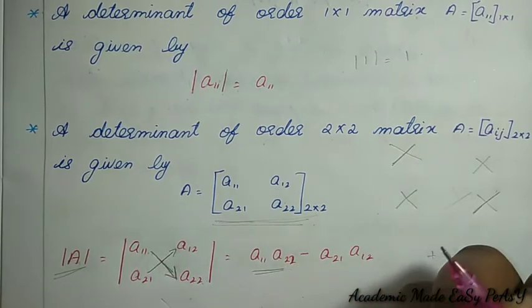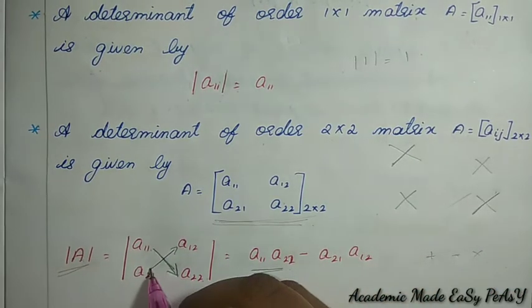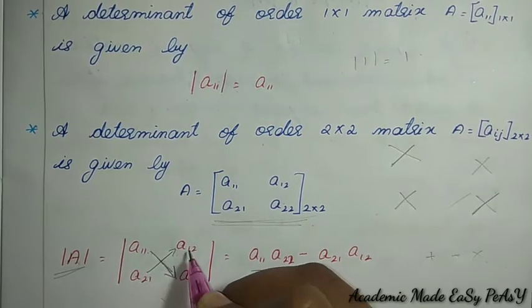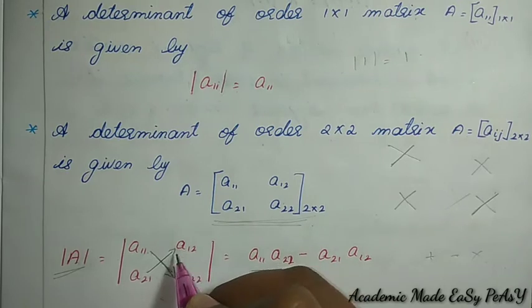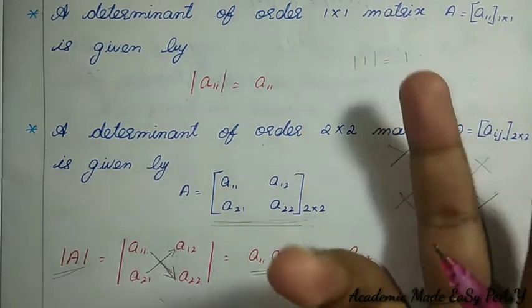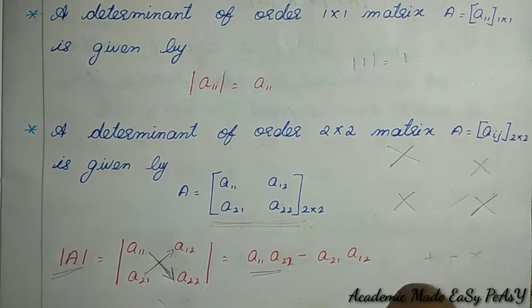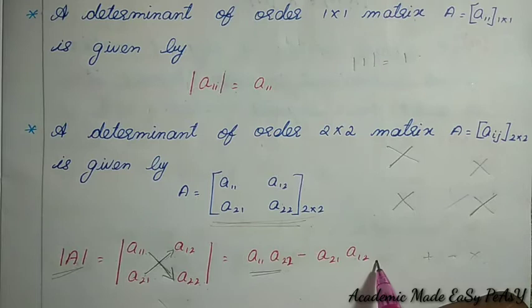So only I said it is an X method. From here, my left hand side to right hand side, A21 and A12. Or if you come like this also, it is the same. I'm just making it very clear that always go from the left hand side. So A21 into A12. That's it.